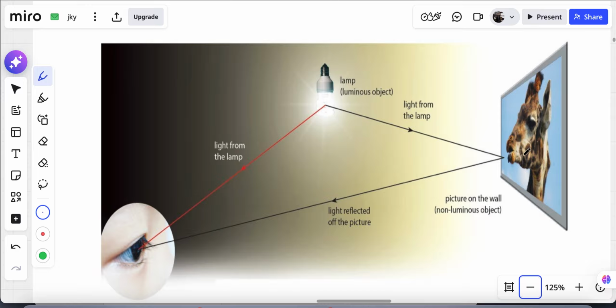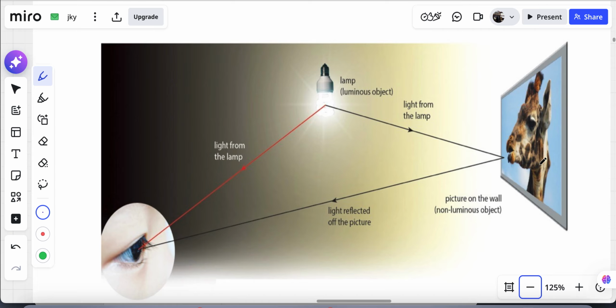Then the image on the wall will reflect the light. You see, it's a smooth surface. It will reflect the light to your eyes. That's how you're able to see the image on the wall. If you want to see a simple experiment, you can switch off the light in the room, in the dark. You'll not be able to see anything. So the real reason why we're able to see this object is the image or the object on the wall.